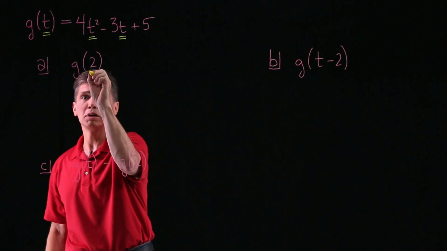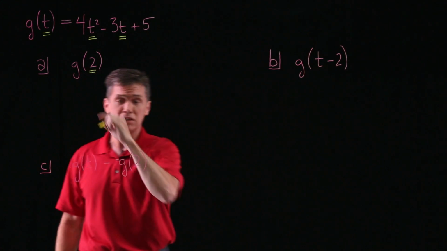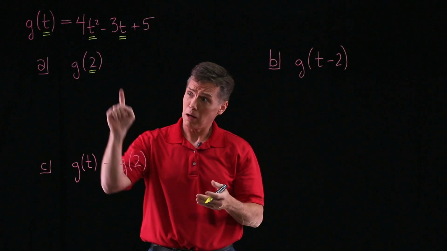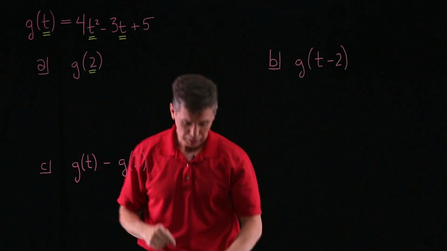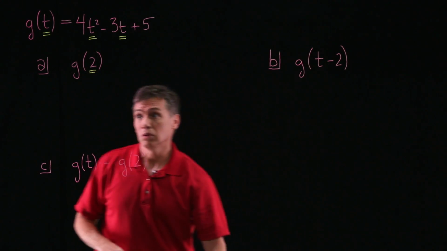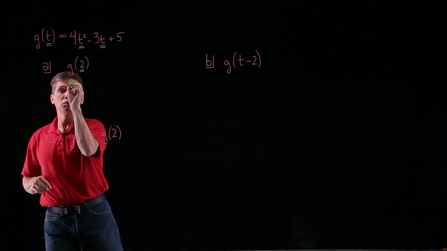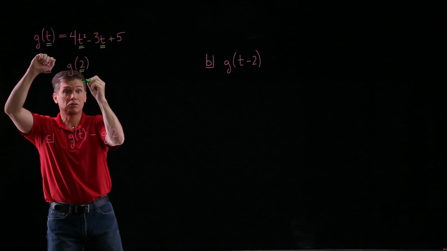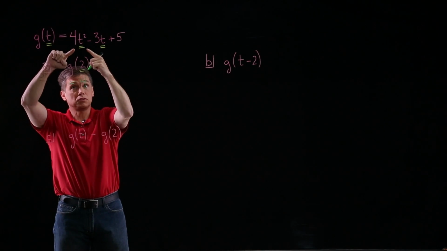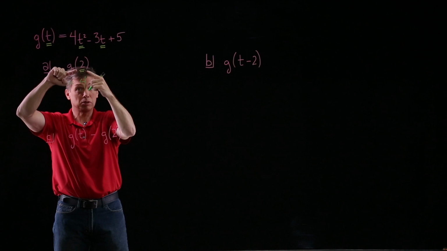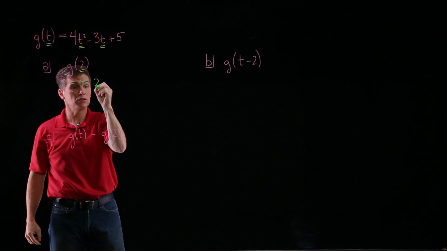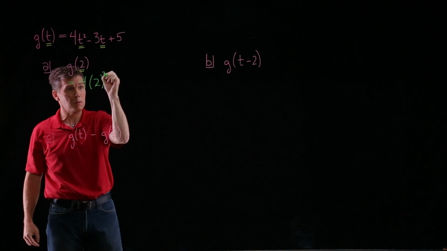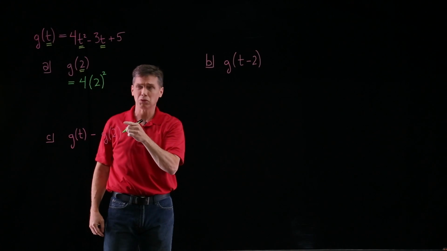So for this first part, I'm just going to look to that g of t function assignment, but wherever I see a t, I'll replace it with a 2. Okay? So this will equal, and I'm looking at the original function. There's a 4 as a coefficient. Then it's t squared, but my argument is 2, so I'll put a 2, even in parentheses if it helps keep you organized, but that's squared because the t was squared.